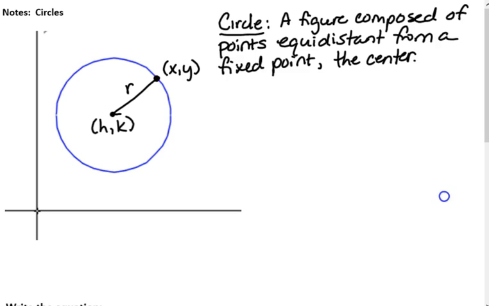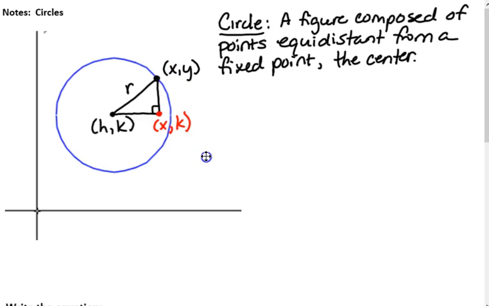Now I want to come up with an equation for this circle. So let's make a right triangle here. If I were to drop this line straight down, we have this little right triangle. What would be the coordinates of this point? Well, notice this point is the same distance up as the point H, K, so it would have the same y value, the y value k. And it has the same x value as the point directly above it, h, x, y. So this would have the coordinates x, k. So this is H, K, X, K, X, Y.